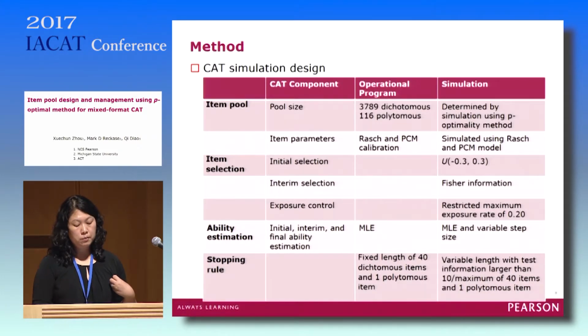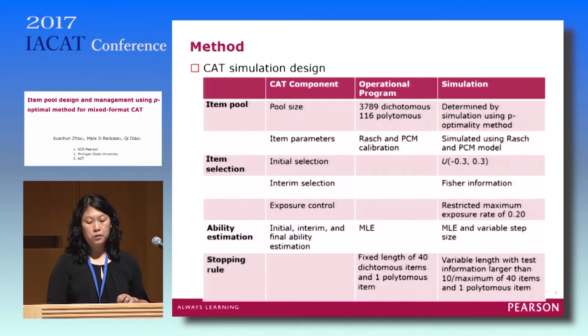So this is the CAT simulation design. The last two columns: the first one is the operational program, which comprises multiple parallel fixed linear forms. It has 3,789 dichotomous items and 116 polytomous items. So these are the operational forms. And the pool size of the simulation, which is the last column, will be determined by the simulation using the p-optimality design. And both use the Rasch and partial credit models.